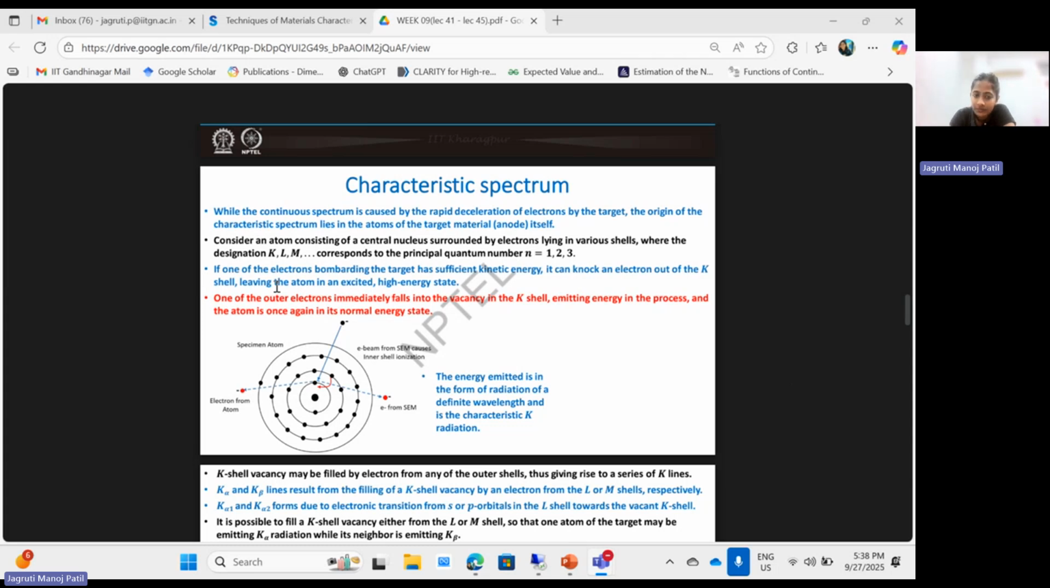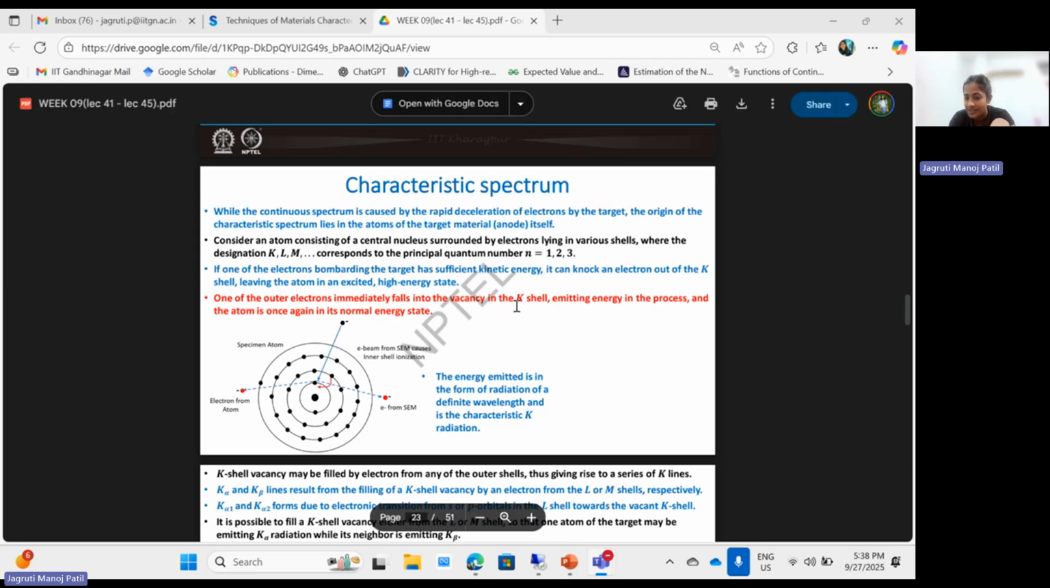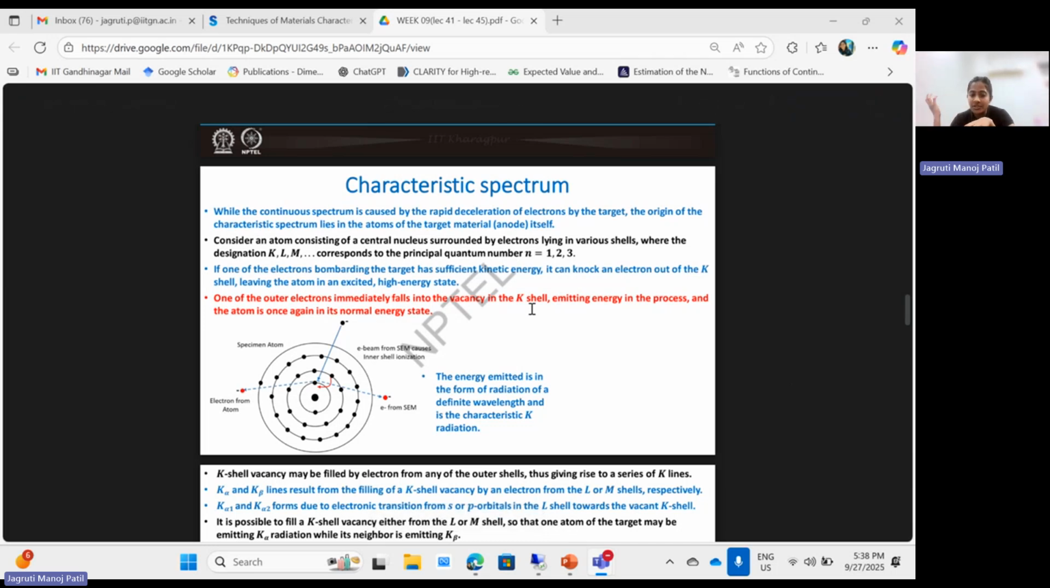Okay. So if one of the electrons that's bombarded the target has sufficient kinetic energy, it will knock the electron out of that particular shell and leave the atom in an excited, high energy state. Now some other outer electron will immediately fall into that vacancy in the shell. In this process, it will emit very high energy, and once the atom is again in a normal state, it's okay. But something that we read previously is that that particular electron is called an Auger electron, howsoever you pronounce it.